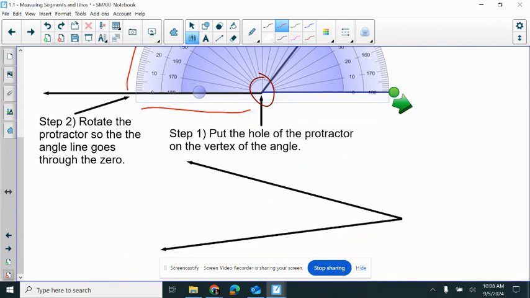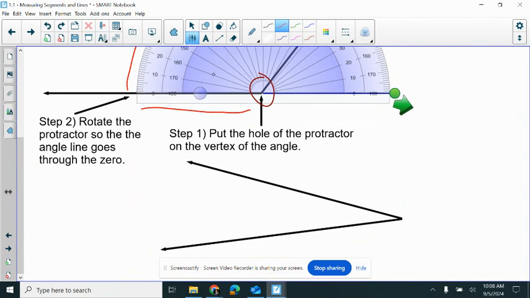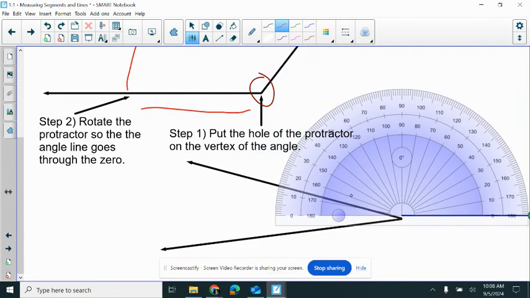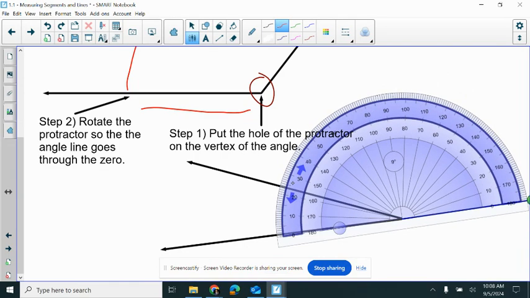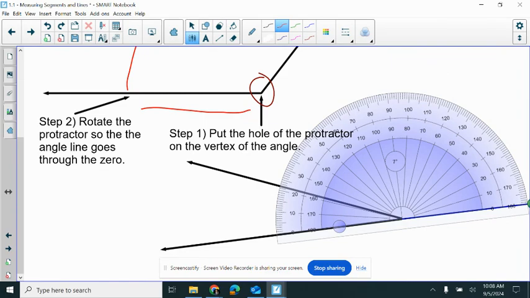Let's go over one more. I take the protractor, I put the hole of the protractor on the vertex. I rotate it to make sure it lines up, and then I read what the angle is. So this angle would be about 22 to 23 degrees, 22 degrees. And that is how you use a protractor.